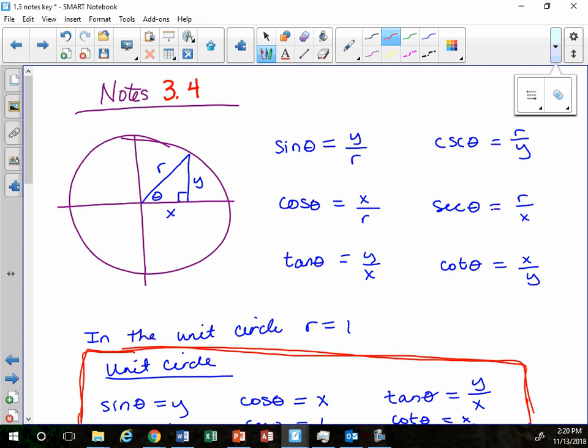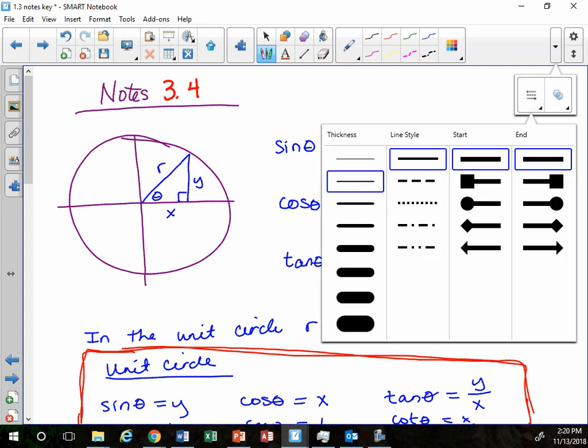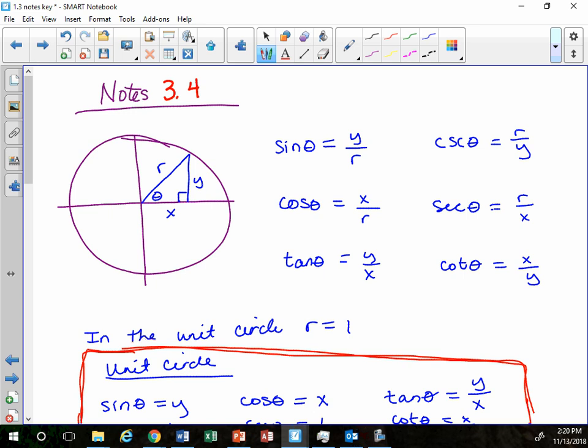Okay, guys, on the top of this, you do not need to write this down, okay? We've already written this down. You guys remember setting this up? Sine of theta, opposite over hypotenuse, we have y over r. We've done this top part already, okay?